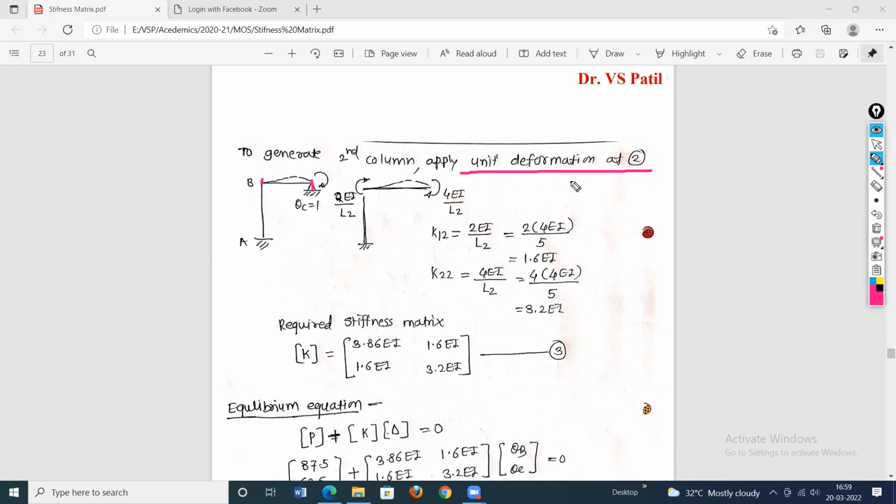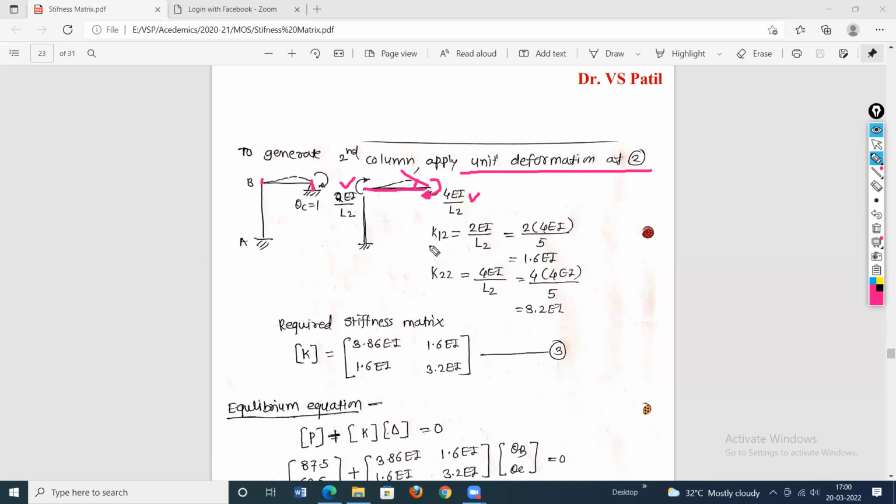Then this unit deformation at C point at coordinate 2 will produce the end moments in the beam portion, the second part only. So in the column portion, no moments will be there. Now in the beam portion, this clockwise moment is applied so that this slope will be equal to 1, that is unit deformation must be equal to 1. So how much moment is required? It is 4EI by L2. How much moment is produced at the far end? It is equal to 2EI by L2.